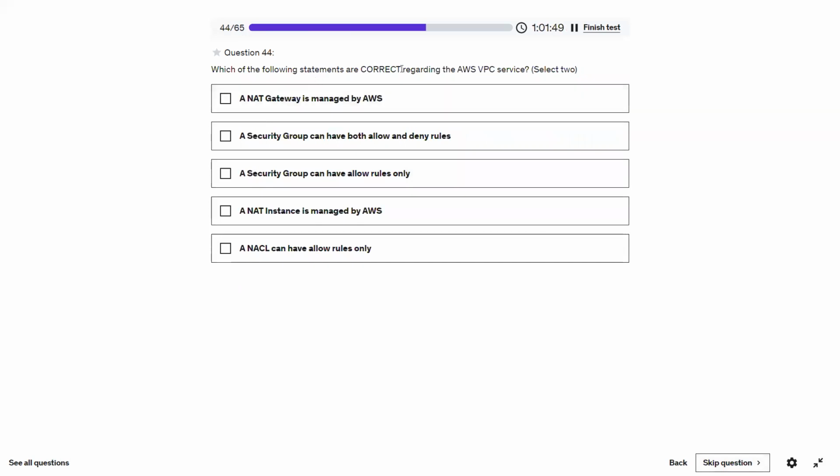Which of the following statements are correct regarding the AWS VPC service? Okay, so which is correct? Let's try to eliminate. A security group can have both allow and deny rules. Totally wrong, a security group has only allow rules. A network ACL has allow and deny rules, so this looks okay. NAT instance is managed by AWS? No. NACL can have only allow rules? No, because NACL can have allow and deny rules. NAT gateway is managed by AWS, so this looks correct.